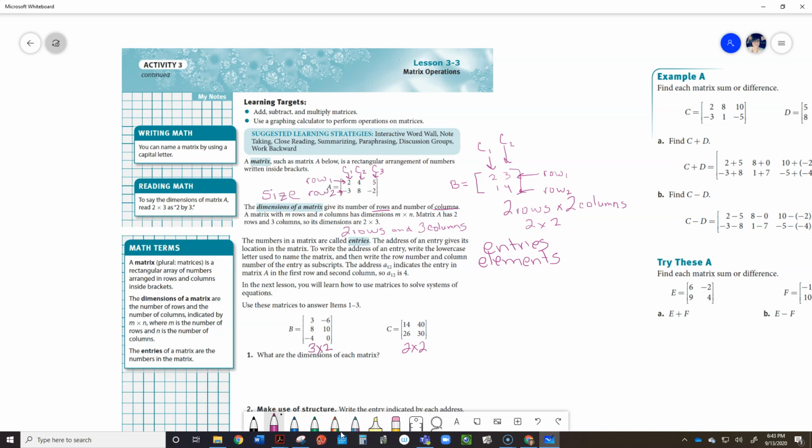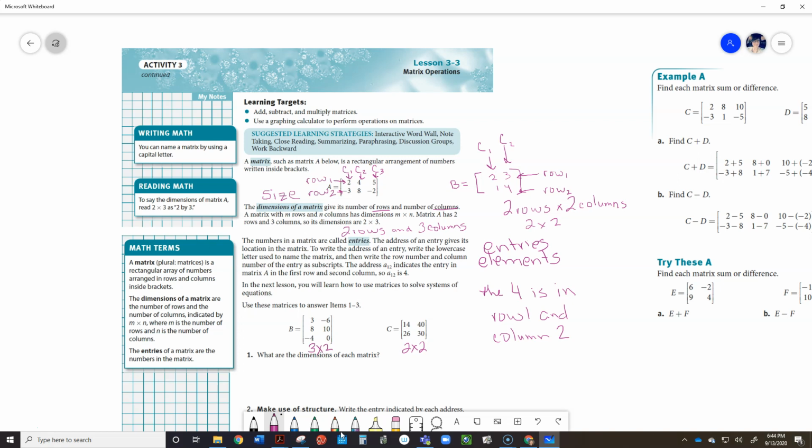Now they're talking about right here that each one of these elements has an address. So if I wanted to talk to you about the location of the 4 in this matrix right here, and I say, hey, where is 4 located in the matrix? Well, you would tell me its location by telling me what row and what column it's in. So you would say it's in row 1 and it's in column 2. You could write that out: the 4 is in row 1 and column 2.